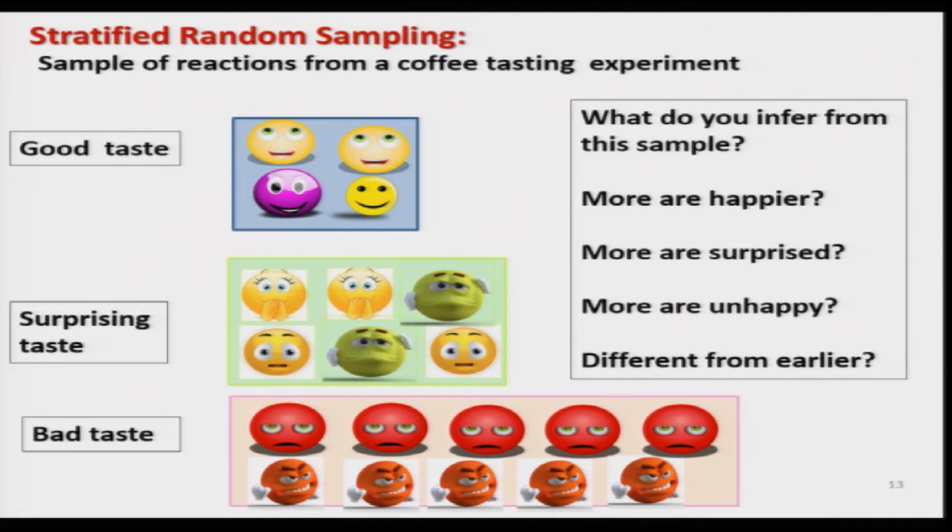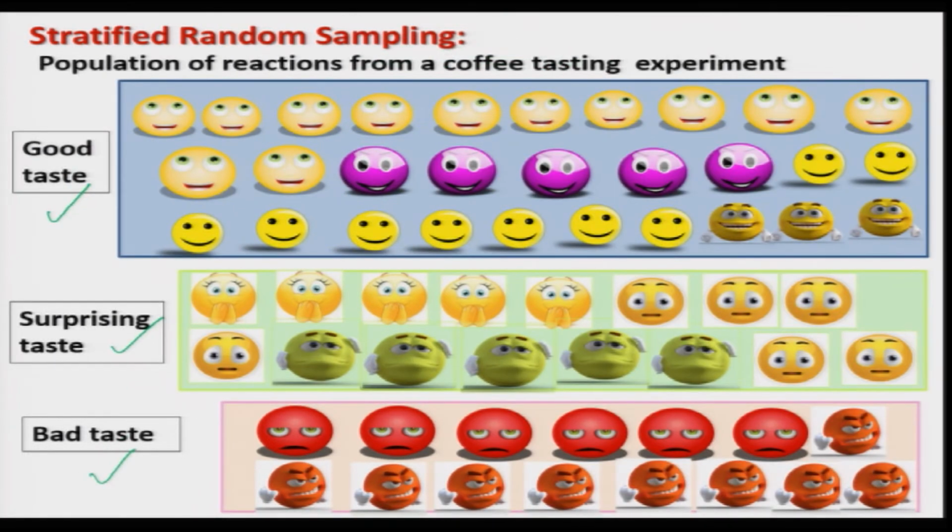For example, I can take one more sample, and after this sample I will ask you, can you really take this sample to be a representative sample? You can see here the number of people in the group saying good taste, the number of people saying surprising taste, and the number of people saying bad taste. You can count yourself.